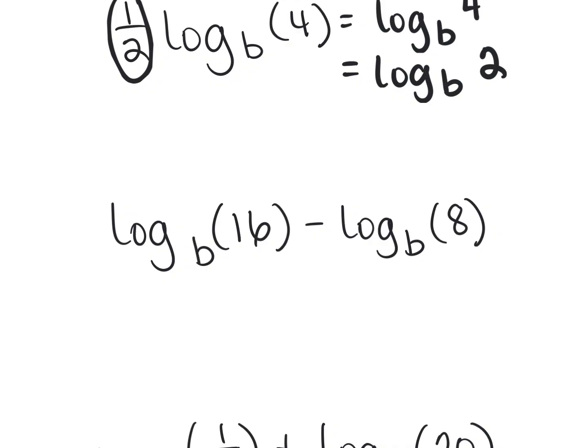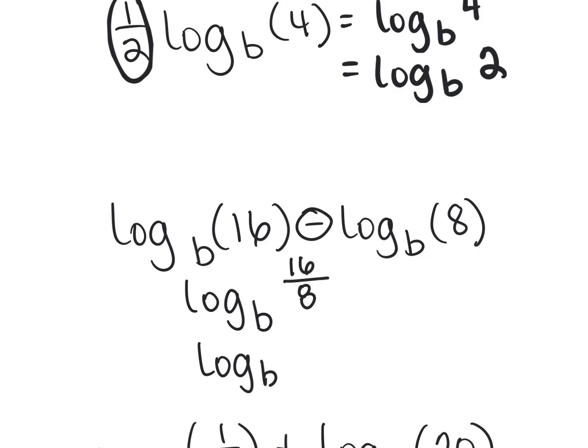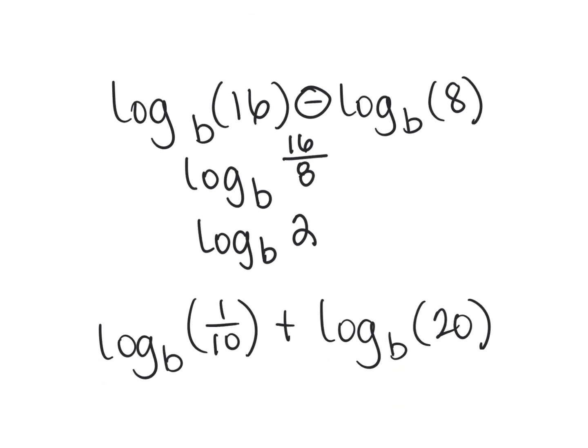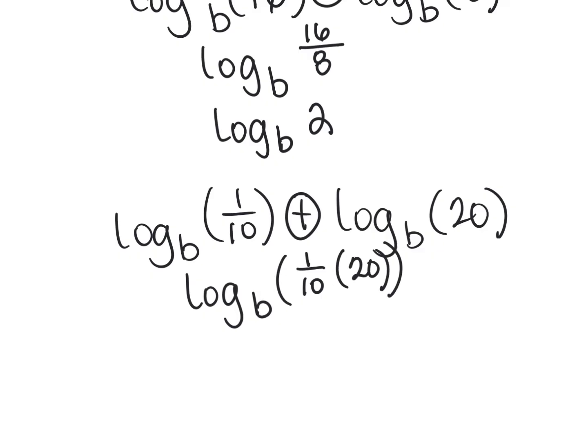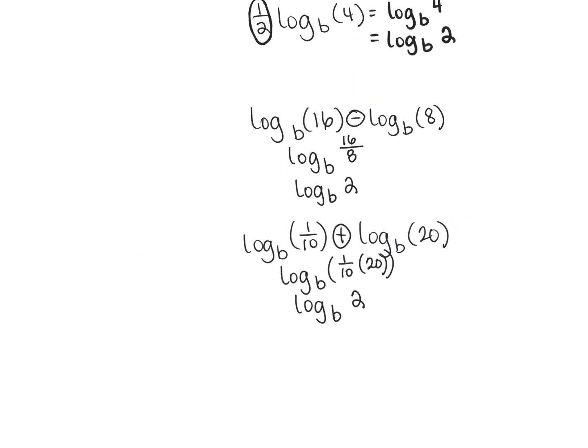Next question, I have a subtraction here, which means I'm going to collapse this down. So I have log base b of 16, and I am dividing that by 8, which gives me log base b of 2 again. And last but not least, we have this plus sign. So that means I take log base b of 1/10, and I'm going to multiply that by the other, which is 20. So I know that 1/10 of 20 is also 2. So log base b of 2.